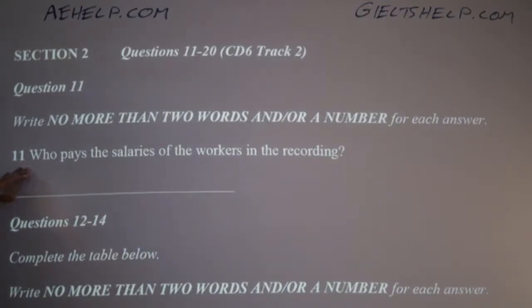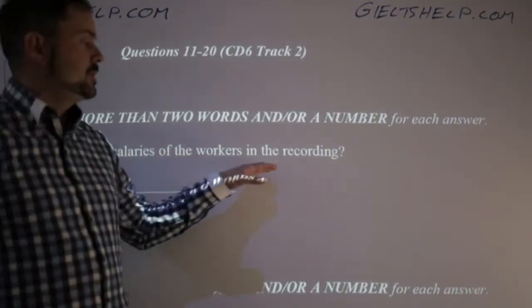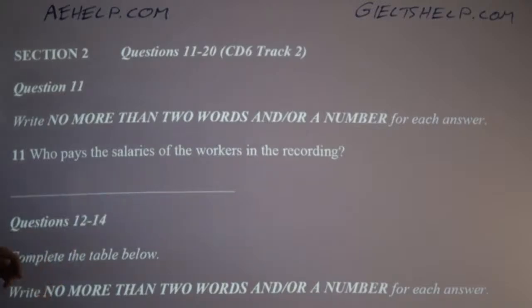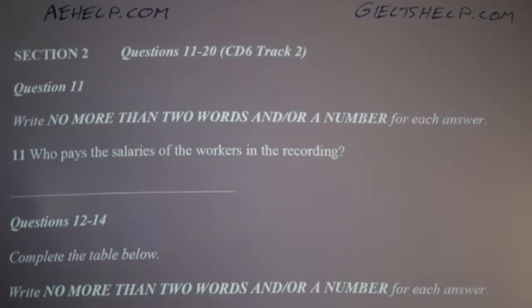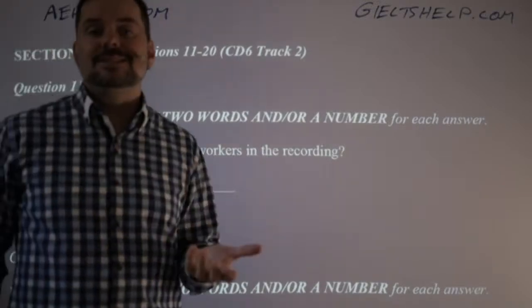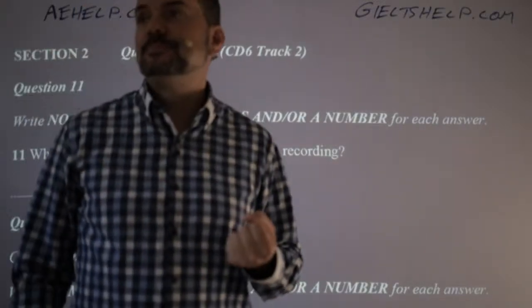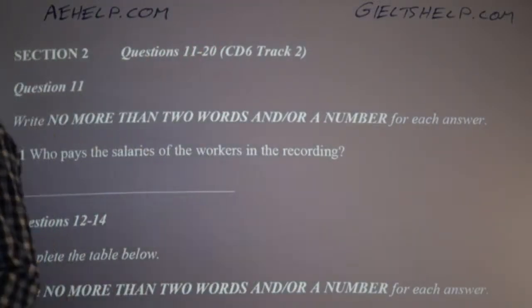Question 11, who pays the salaries of the workers in the recording? This is your short answer. Write no more than 2 words. In this case, 1 word is enough, and I think it's very clear. So, who pays for these workers that are having this discussion at the company? 1 word.